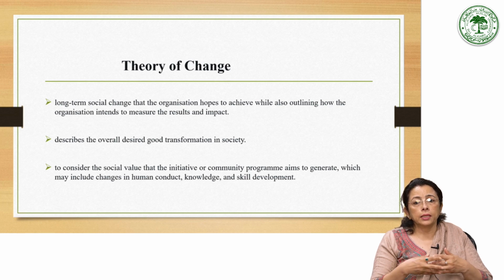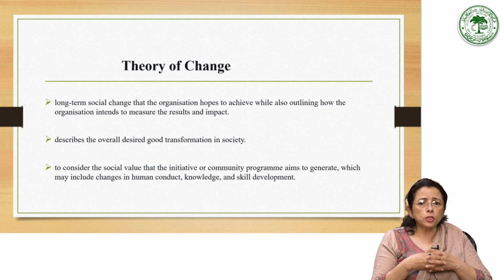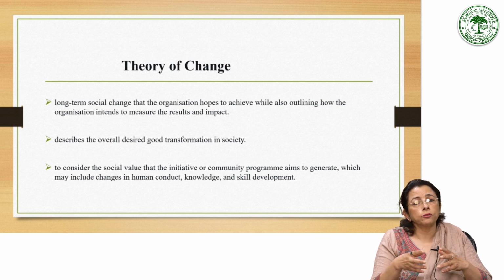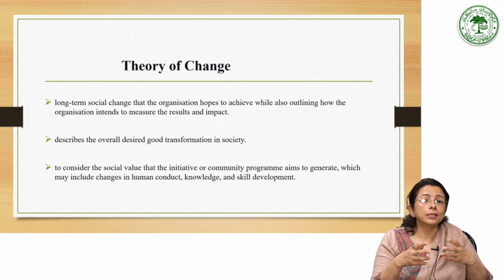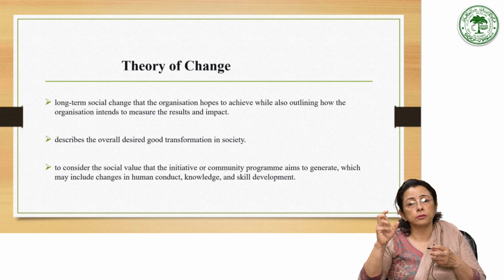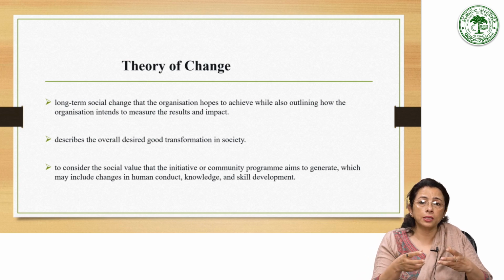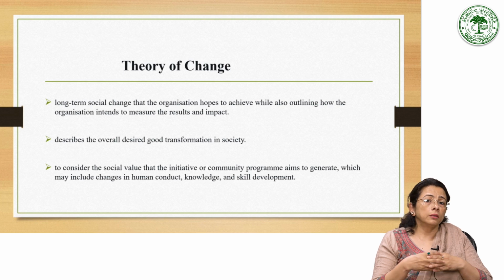And the next phase in this theory of change is to consider the social value that the initiative or any community program aims to generate, which may include change in human conduct, or change in human development, their knowledge, their skill development, etc. So we have to focus on the end objective of that organization. What are the results that they want to achieve? These are the results that your organization is going to attain. So that has to be focused on first.